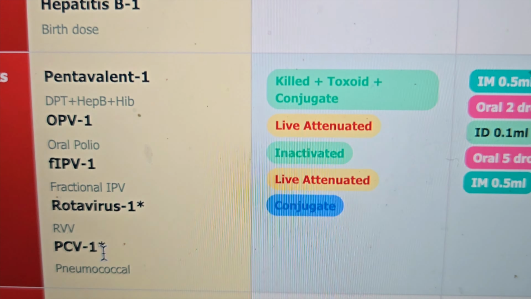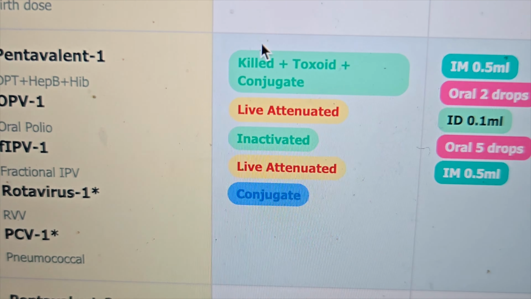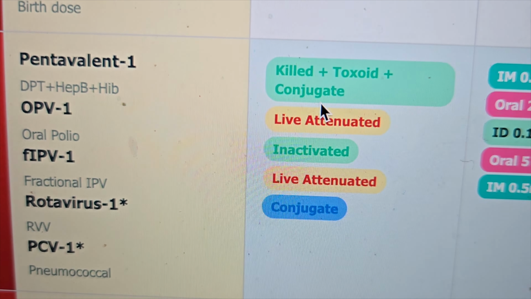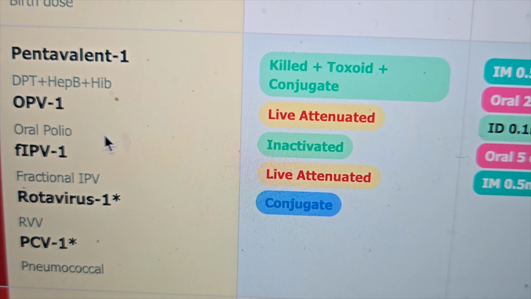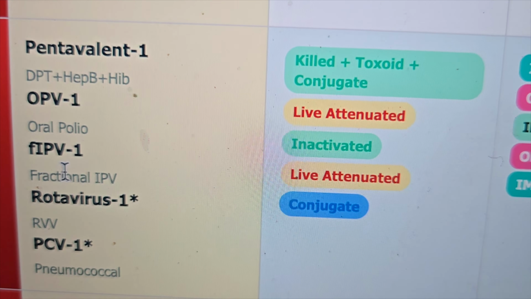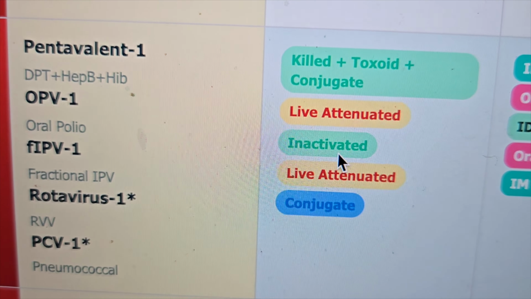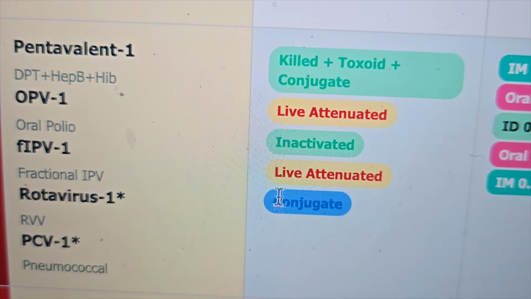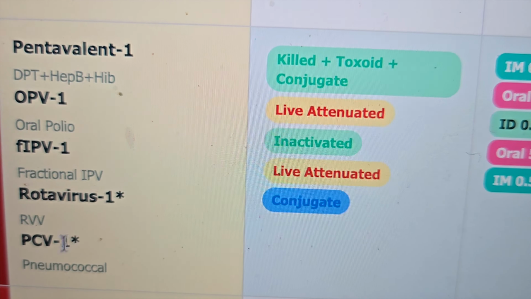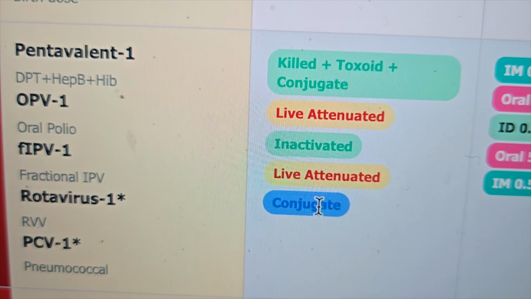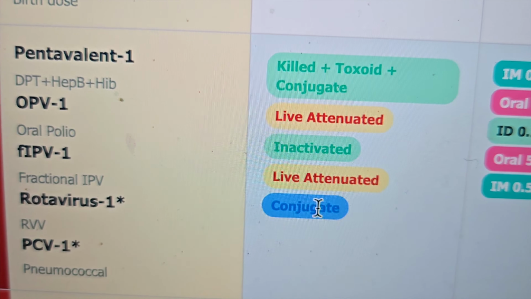Now, the pentavalent vaccine is a combination of killed, toxoid and conjugate vaccines. OPV is a live attenuated vaccine. Fractional IPV is an inactivated killed vaccine. Rotavirus is also a live attenuated vaccine. PCV1 is a conjugate vaccine, the pneumococcal vaccine.